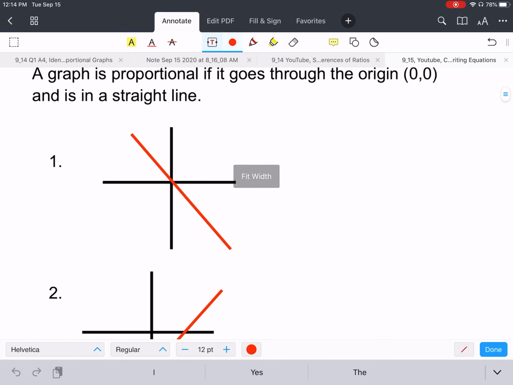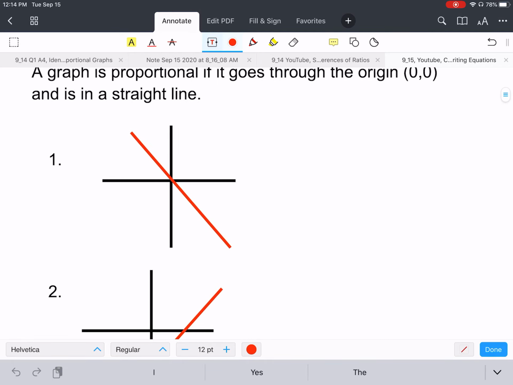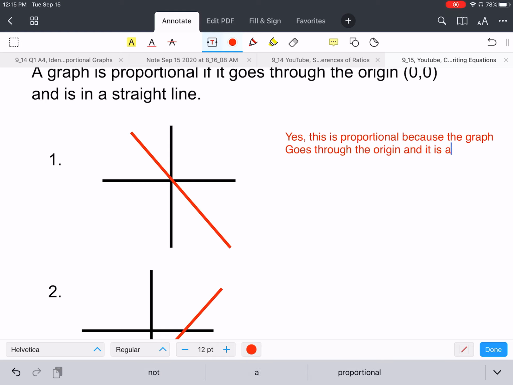So if your assignment had a problem like number 1, we can see that this is a straight line and it goes through the origin. So I would say yes, this is proportional because the graph goes through the origin and it is a straight line.